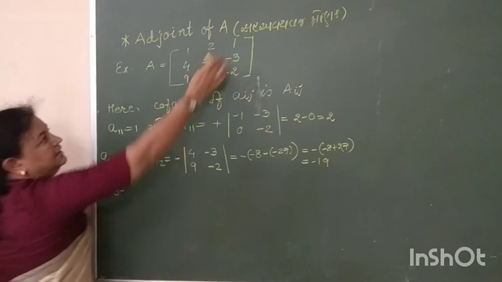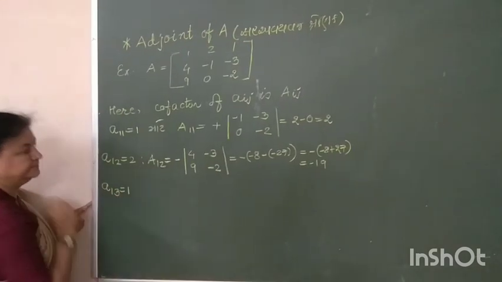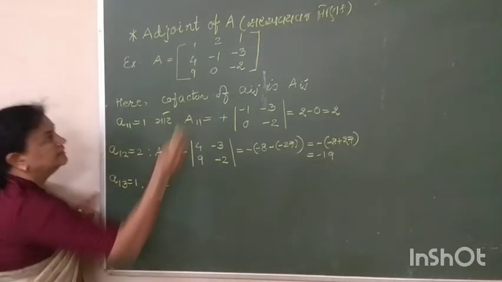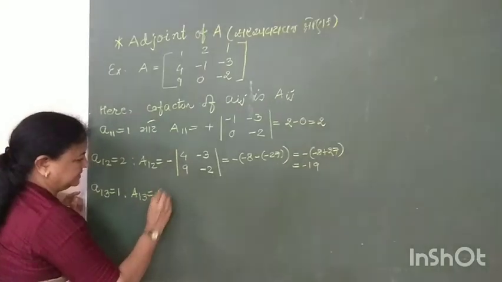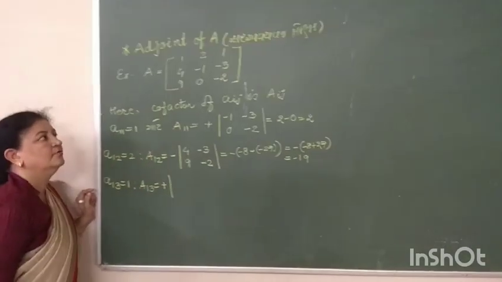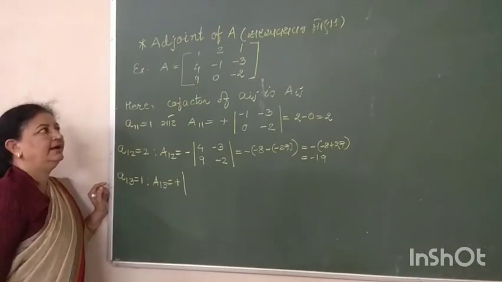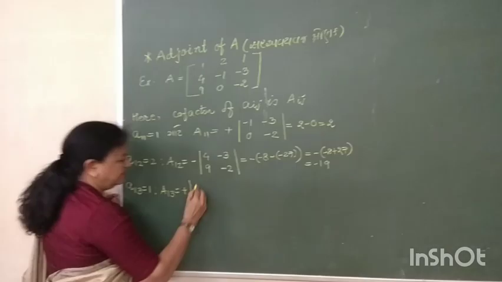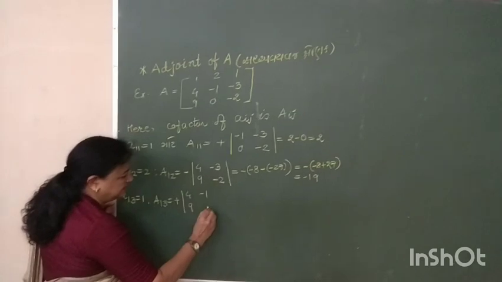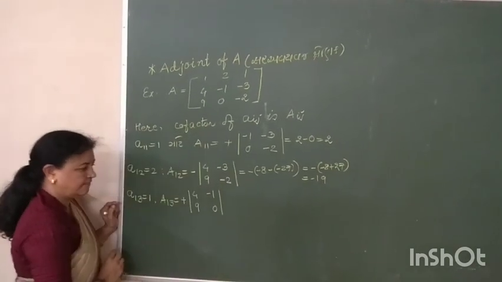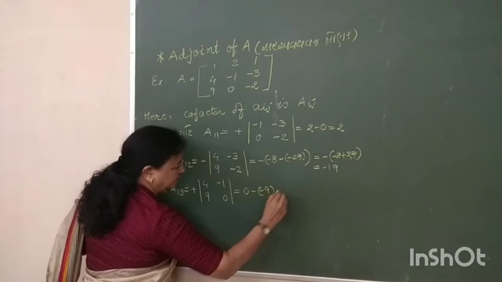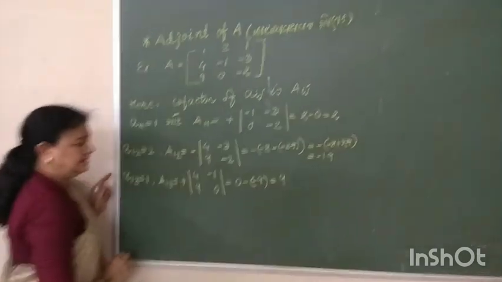A13, that is equal to 1. A13, this one is plus. We remove the first row and third column and take the remaining entries: 4, -1, 9, 0. So it will be 0 minus -9. Finally, it is 9.